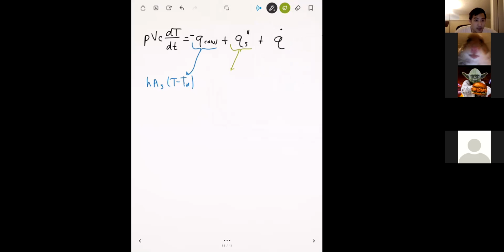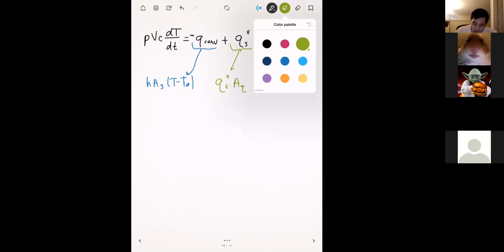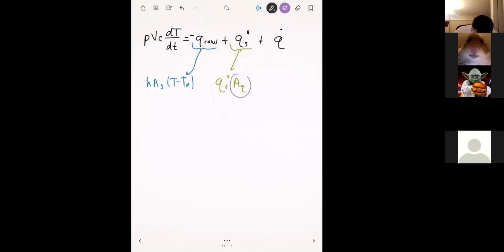Next, we have our prescribed heat flux. In order to transform a heat flux into a heat transfer rate, remember we have to multiply it by an area. So I'm going to multiply by A sub Q right here. You can think of this A sub Q as the area on which the heat flux is acting. This is usually different than the total surface area, because usually when you apply a heat flux, you're only doing it on a small portion of your object.